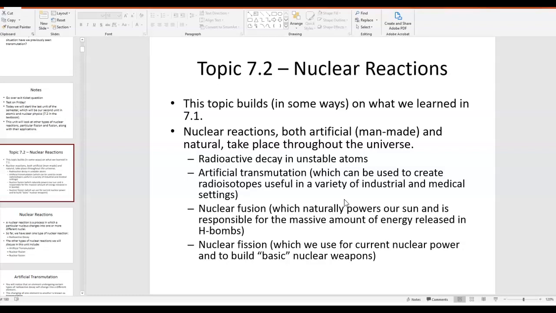If you've ever heard of a hydrogen bomb or an H-bomb, the energy for that type of bomb primarily comes from nuclear fusion. And then you have nuclear fission, which most nuclear weapons these days use. Some of the more powerful ones use fusion, like I said before. But when most people think of nuclear power plants, they're thinking of power generated by nuclear fission. These are all examples of nuclear reactions.